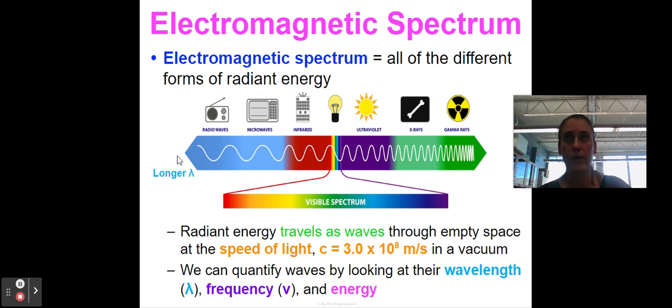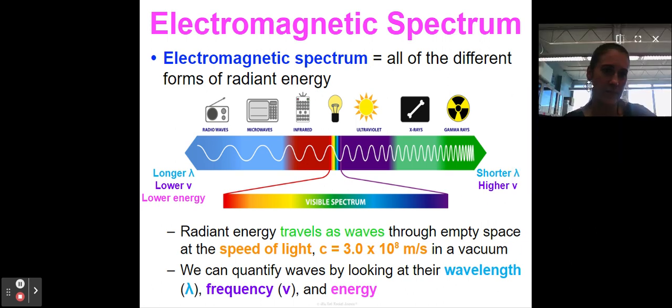So it's important to understand the relationships. Again, down here on the left, we have radio waves, which have longer wavelength, lower frequency, and lower energy. On the other side is going to be the opposite. So shorter wavelength gives us high frequency and high energy. I just always think of really fast versus really slow, and that would give it less energy if it's slower.